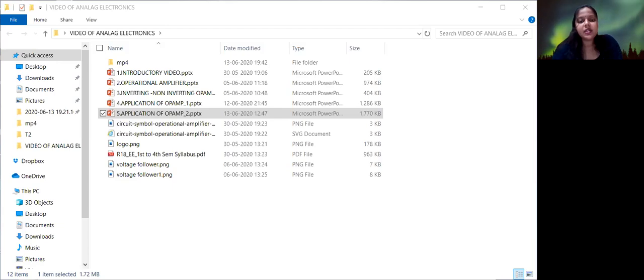Next, similarly, lower trip point voltage is beta into minus VCC, it's minus 1 volt. And last, the hysteresis. Hysteresis will be 2 beta into VCC, that is 2 volt.